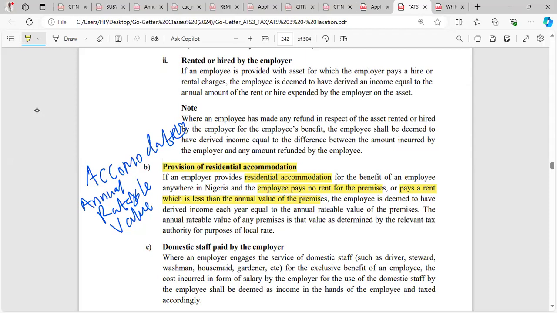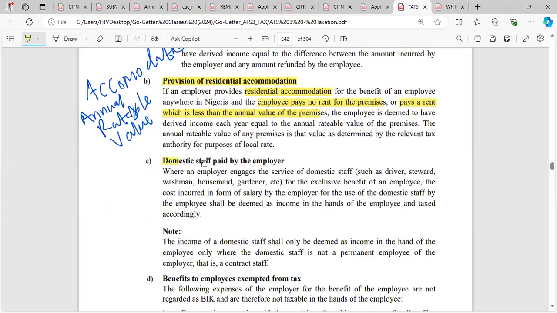Now, suppose you rent it for 1.5 million. When the tax authority look at it and they see that, oh, this house is 2 million, the rateable value is 2 million, but now you are paying 1.5, they will say no. Whether you like, you pay 1.5, they are taking 2 million as income in your hand. So if your rateable value is bigger than what you paid, the tax authority will take the rateable value. But what if what you paid is bigger than the rateable value? They will take what you paid because they want more income.